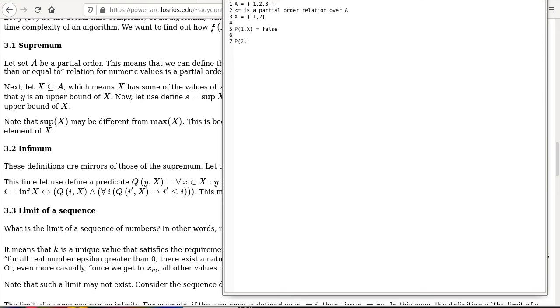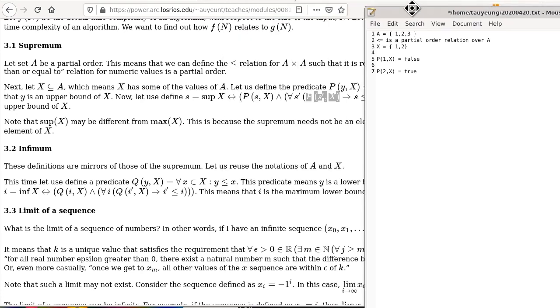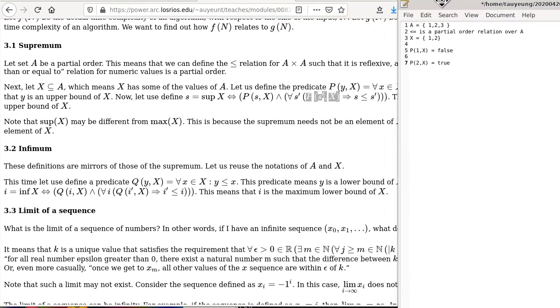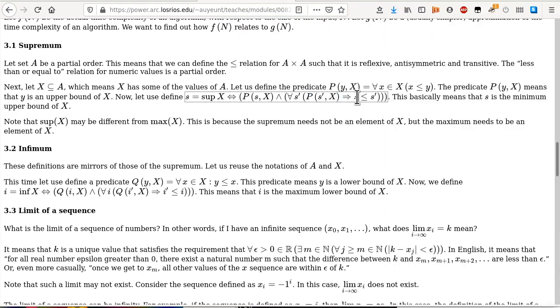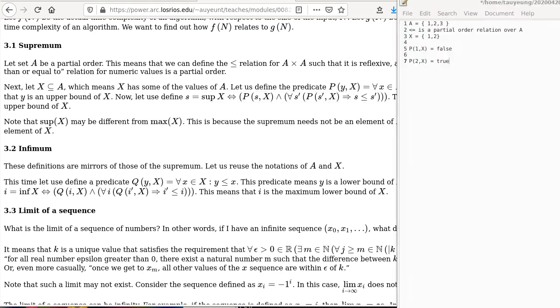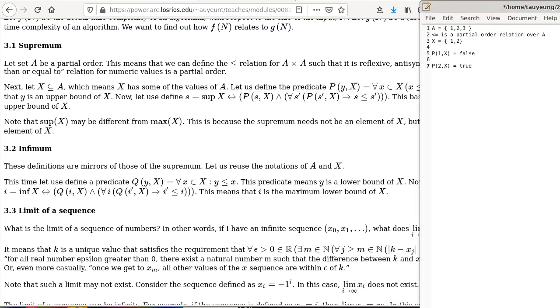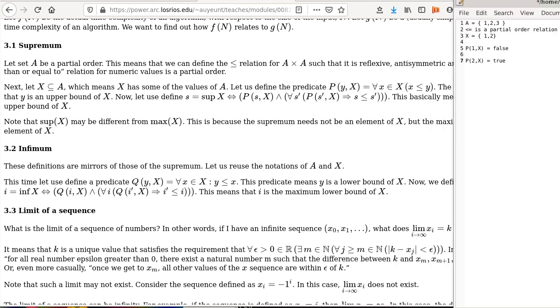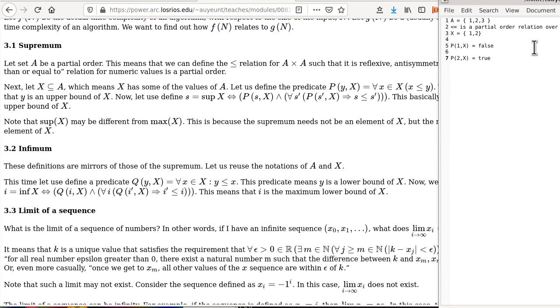So let's look at P of 2 and X. Well, that is true, because when we look at the definition of P as a predicate, or if we prefer to look at it as a function, let me go back to this definition over here, and let me move this so that we can see both. There we go. So we can see both.